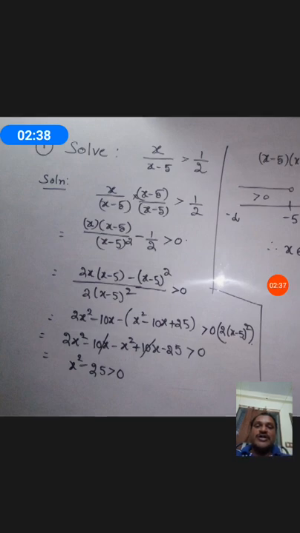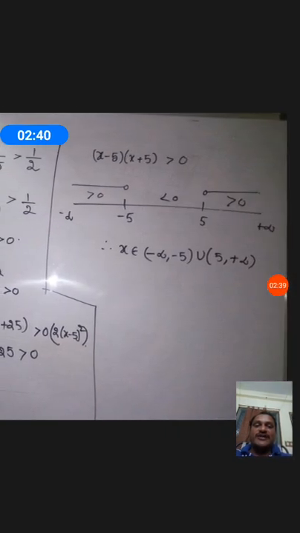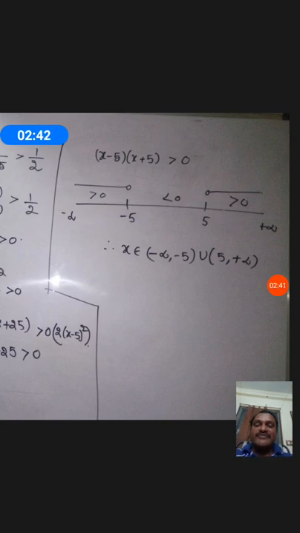greater than 0. This x square minus 25 we can write nicely as x minus 5 into x plus 5 greater than 0. We know in quadratic inequalities, when we have a positive quantity greater than 0, the roots are minus 5 and 5. We have that 5 to infinity will be always positive, between minus 5 to 5 is less than 0, and minus infinity to minus 5 becomes greater than 0. Therefore our solution set is x belongs to minus infinity comma minus 5 union 5 to infinity.